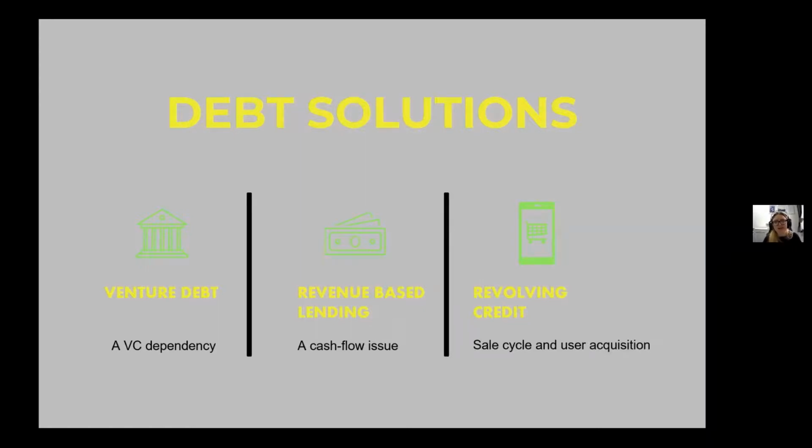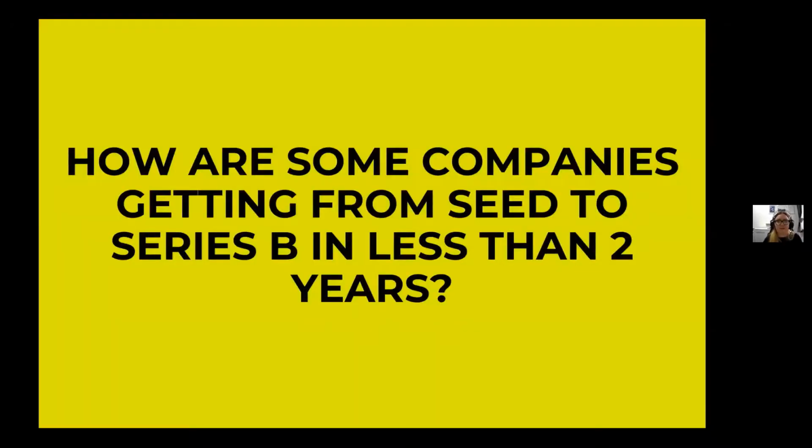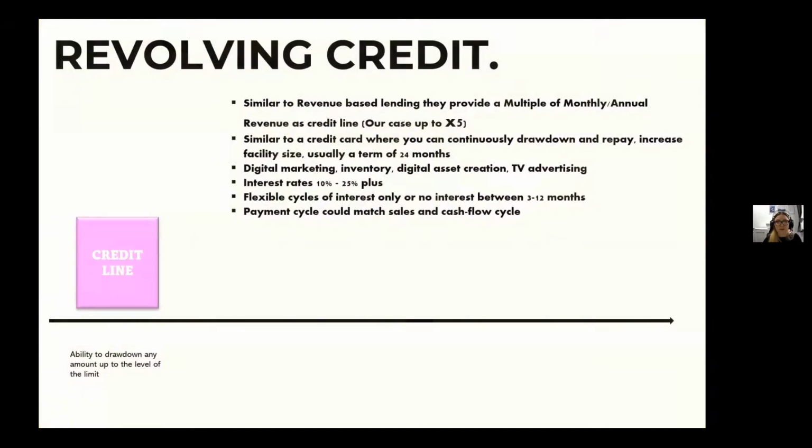So debt solution number 3, this is revolving credit. This is something that we have used from, I think, the moment that we were 18, as a credit card or overdraft. So it's a very simple product, but often misunderstood. So sometimes you ask yourself how companies get from seed to Series B in less than 2 years, because they use some of these products, which are not in our market straight away.